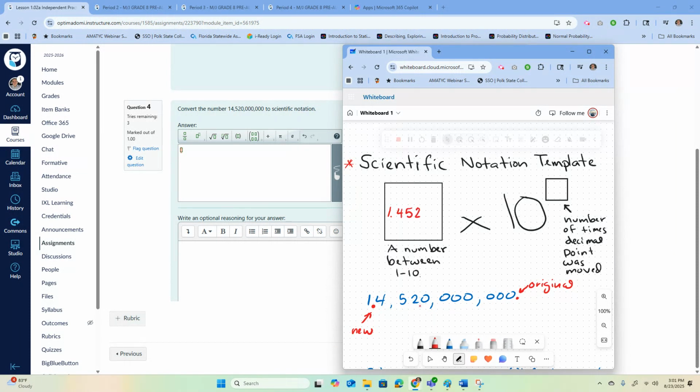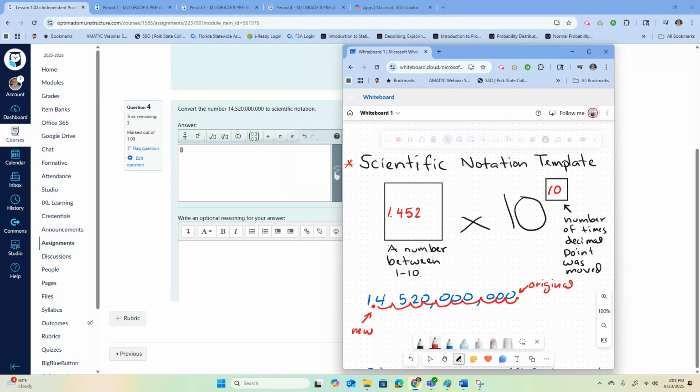1.452. All the zeros after the 2 are ending zeros. We do not need to write them. And that number I wrote in red in the box is between 1 and 10. That's the reason. And then I need to count how many times I moved the decimal point from the original place to the new place. Move the decimal point between digits. 1, 2, 3, 4, 5, 6, 7, 8, 9, 10. That's how many times I moved the decimal point.